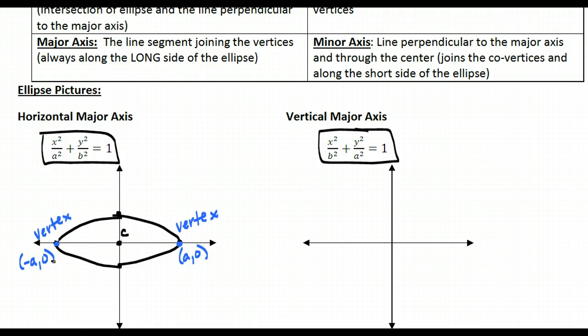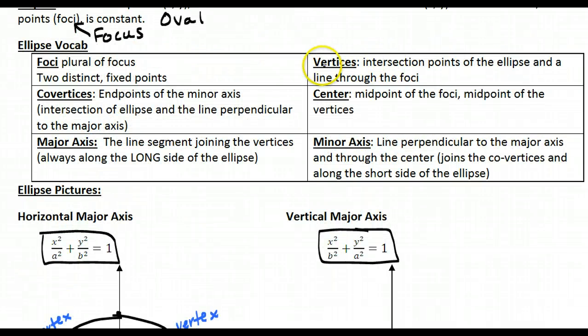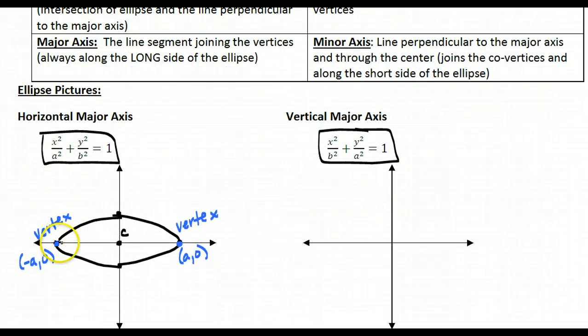And if you look at what I put up here, the official definition for a vertex is the intersection points of the ellipse and a line through the foci. And the foci is a plural for the word focus. Basically they mean I could draw a line right through here, and my focus points are going to be on the same line as the vertex, and that is also called the major axis.